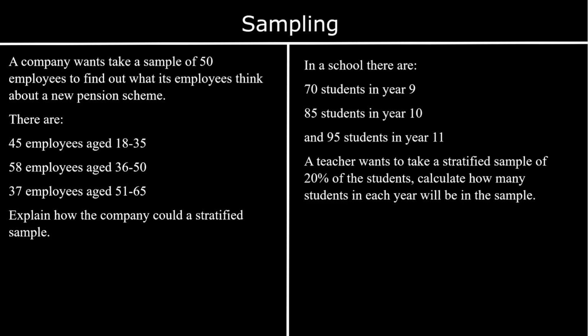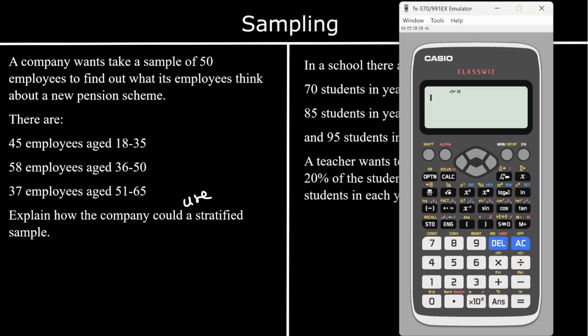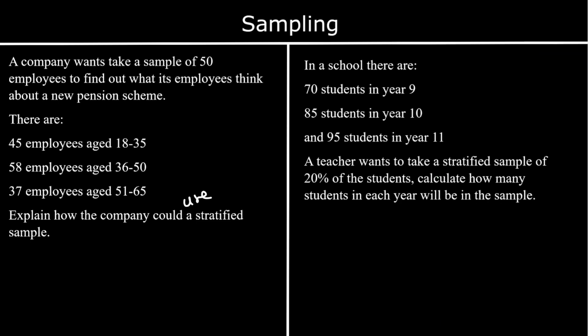A company wants to take a sample of 50 employees to find out what its employees think about a new pension scheme. There are 45 employees aged 18 to 35, 58 aged 36 to 50, and 37 aged 51 to 65. Explain how the company could use a stratified sample. So how many do we have? We've got 45, 58, and 37, which is 140 employees.